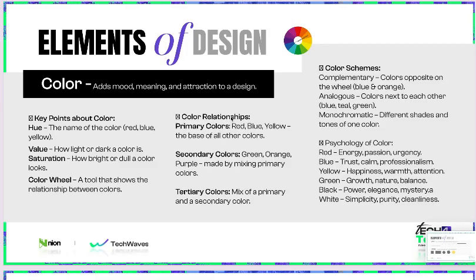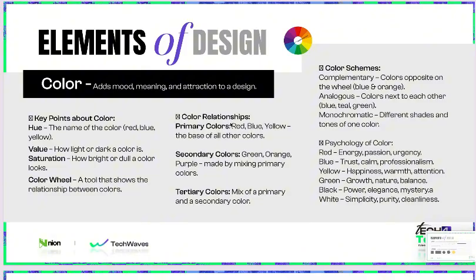Color relationships. You have primary colors: blue, yellow, and red. These are the base for all other colors. Any other colors out there are formed by a combination of these three colors. These three colors are the most basic type of color. You can't get them by adding other colors, but instead you add these colors together to get any other type of color.